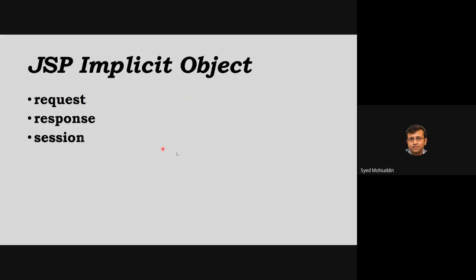We also have something known as the response object. The response object is used to give the output back to the web browser, or the client or user who is requesting. So we can use out.println, or we can also use the JSP expression tag to give the display.